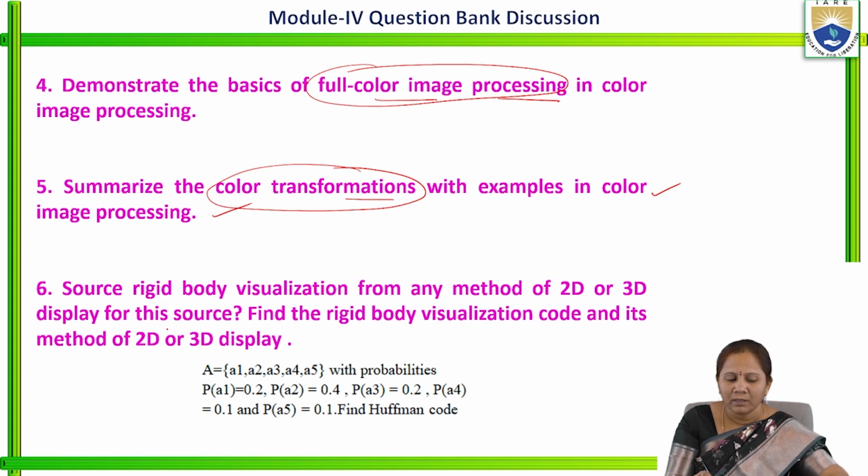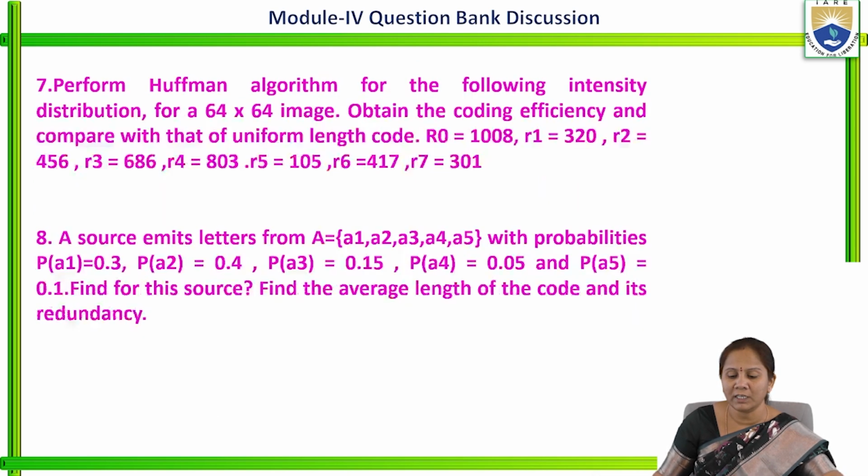And next one: this problem is related to Huffman coding. The probabilities of the symbols are given here and they are asking to calculate the Huffman code. Generally in this module we will come across some problems related to Huffman coding. So here also this is one of the problems related to Huffman code.